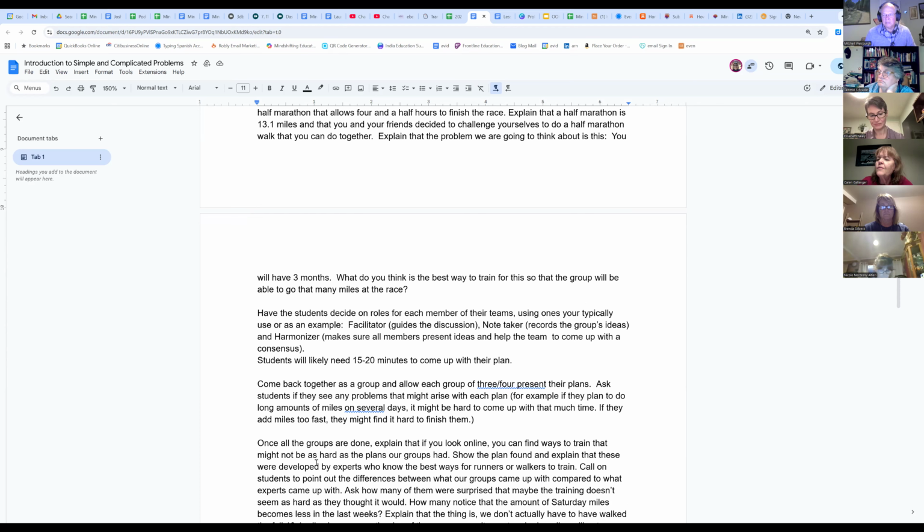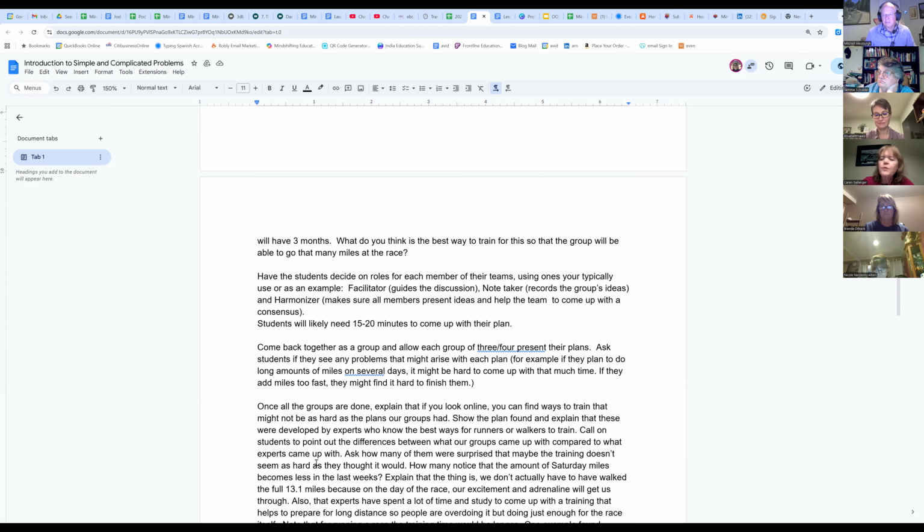And so I would have the students get into groups of 3 as much as possible, I think would be a good one, or possibly 4. I would give them some roles like we typically do. My roles were facilitator to guide the discussion, note taker to record their ideas, and a harmonizer to make sure that everyone's ideas are able to be presented and come up with the consensus.